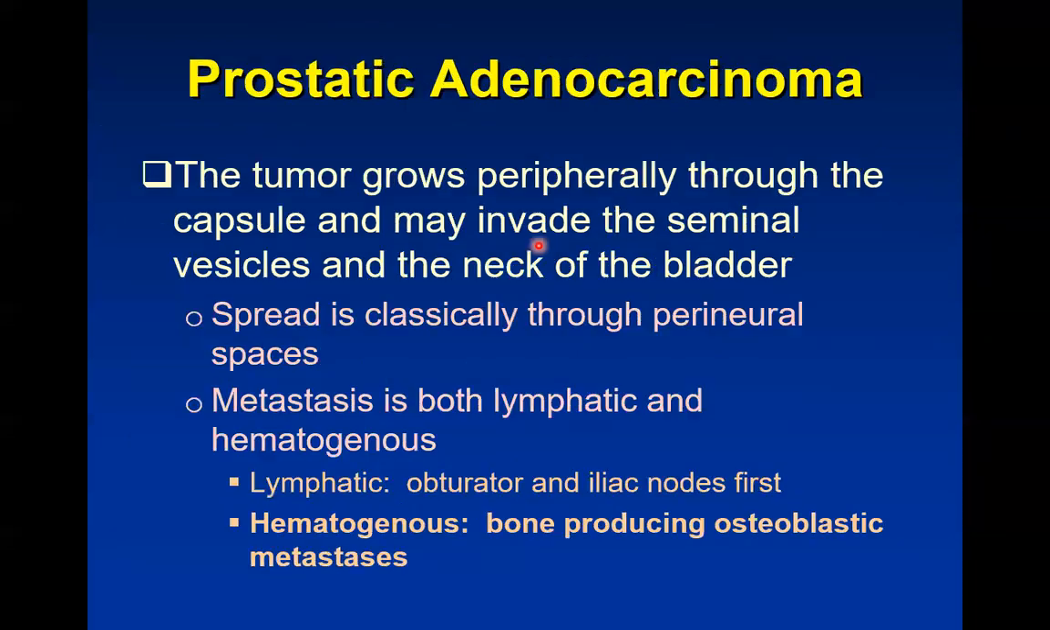nodular prostatic hyperplasia. All right, so the tumor grows peripherally through the capsule and it may invade the seminal vesicle and the neck of the bladder. Spread is classically through the perineural space. We'll have a nice picture about this. Metastasis is both lymphatic and hematogenous. The hematogenous one is going to result in bone-producing osteoblastic metastasis.